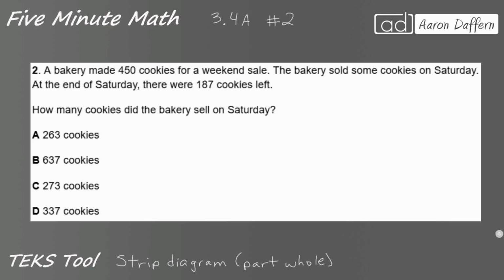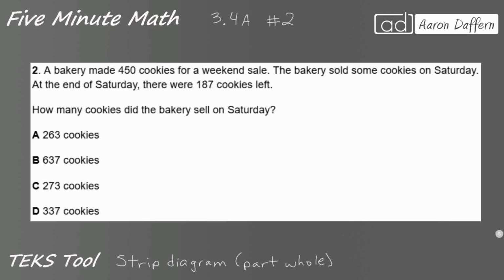All right, so we have a bakery and it's made some cookies, it sold some cookies, and there were 187 cookies left. How many cookies did the bakery sell? Well, one thing we want to use a strip diagram for is to understand the relationship between the numbers or the quantities in this problem. Because if you add 450 and 187, you're going to get one of these answer choices. If you subtract, you're going to get one of these answer choices. And so the strip diagram is really going to help us understand which operation we need.